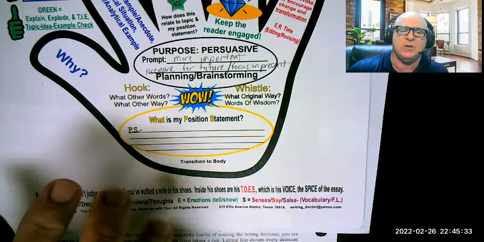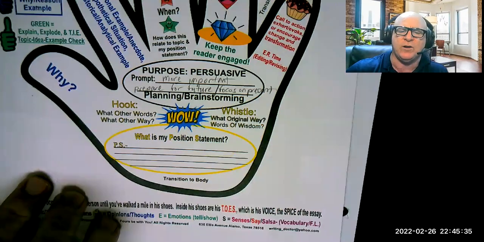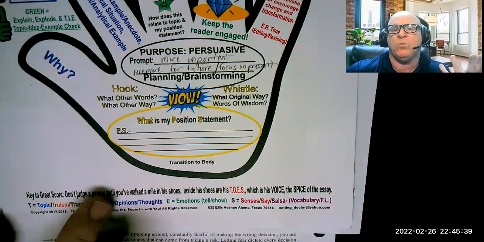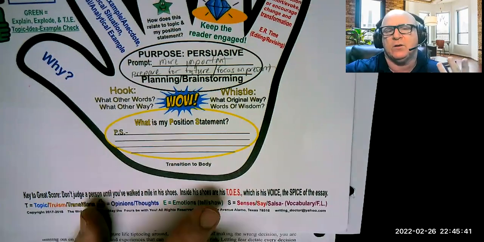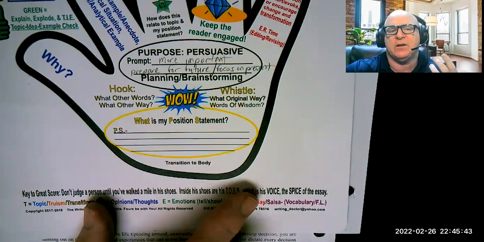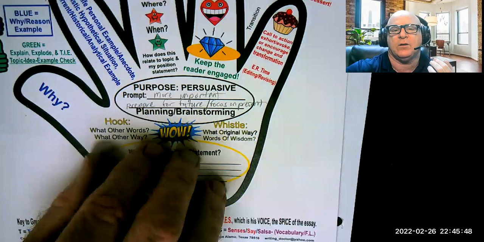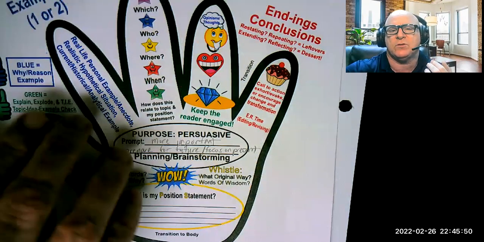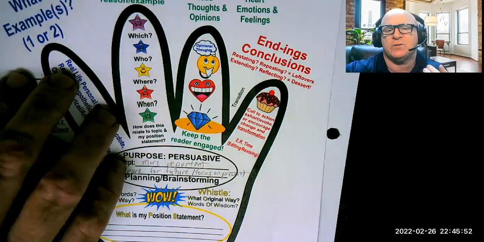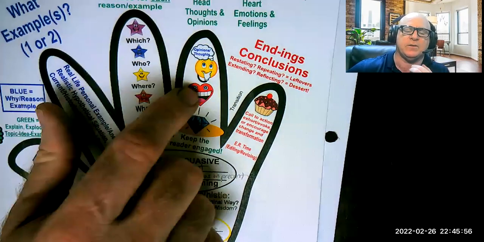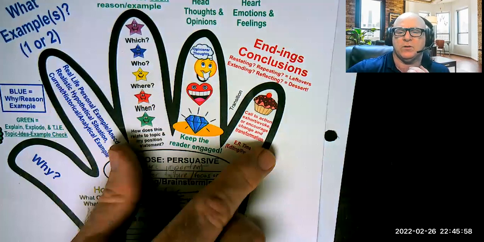It says, key to a great story: don't judge a person till you walk a mile in his shoes, because inside of his shoes, which are his voice, what we'll call the spice to the appetizer, the meat, the vegetables, the spice, and the dessert. What is the spice? Toes.